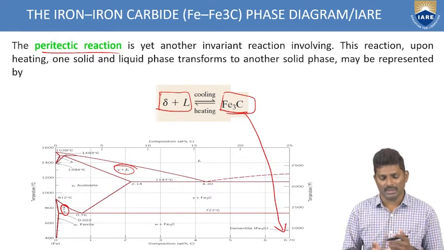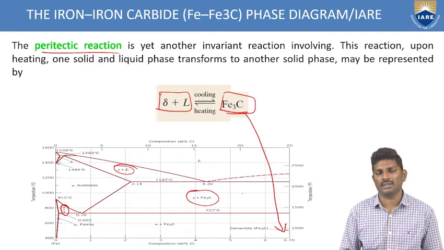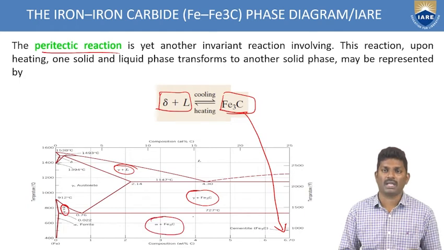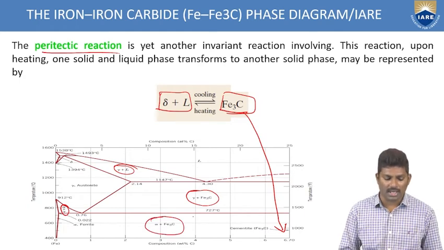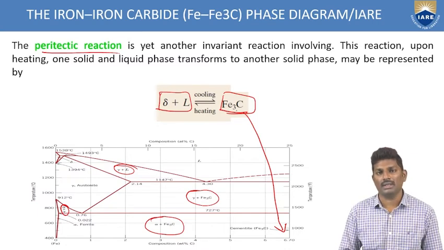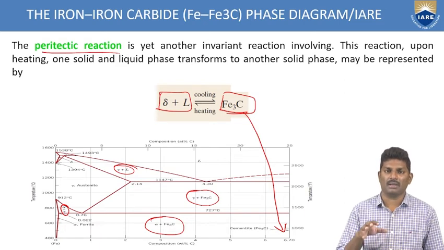Eutectic means one liquid is converting to two solids. Eutectoid means one solid is transforming to two solids, and peritectic means one liquid and one solid converting to one solid. That is called a peritectic reaction. So these are the reactions that we can see in this iron carbide diagram.